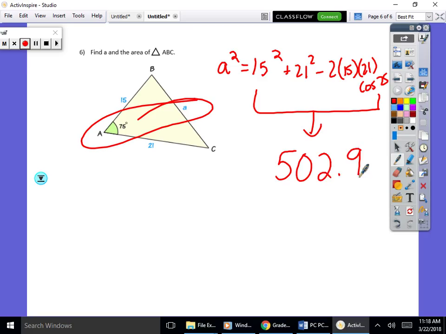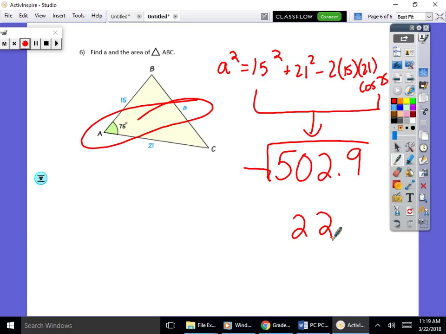50.9. You guys want to just call it 50? Oh, I had to square root it. Oh, okay. And then what did you get? 22. Cool? All right. We good? Okay. Unfortunately, we're not done. Why not? We had to find the area.